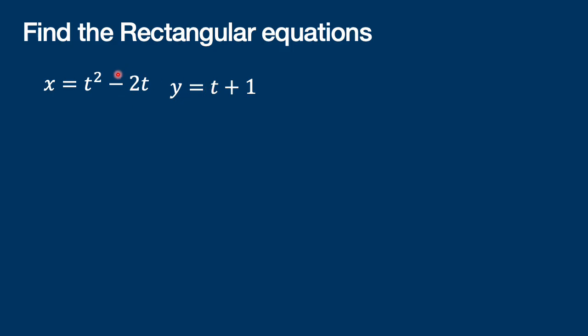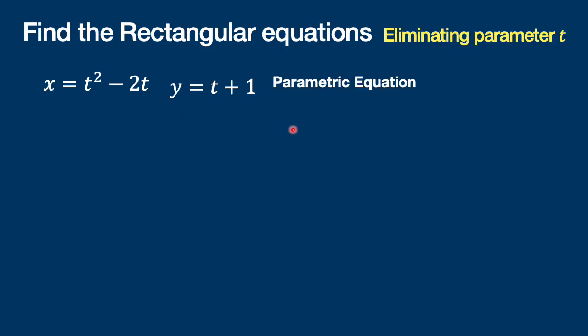I want to change this parametric equation to the rectangular equation, which means we're going to write the curve as y equals something, or x in terms of y, with no parameter, no t value. So how are we going to do it? We're going to eliminate the t value. Then we only have x, y variables, okay?